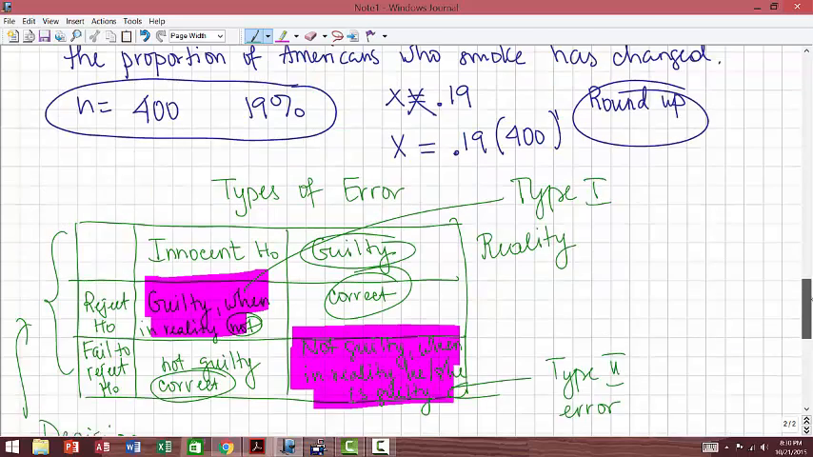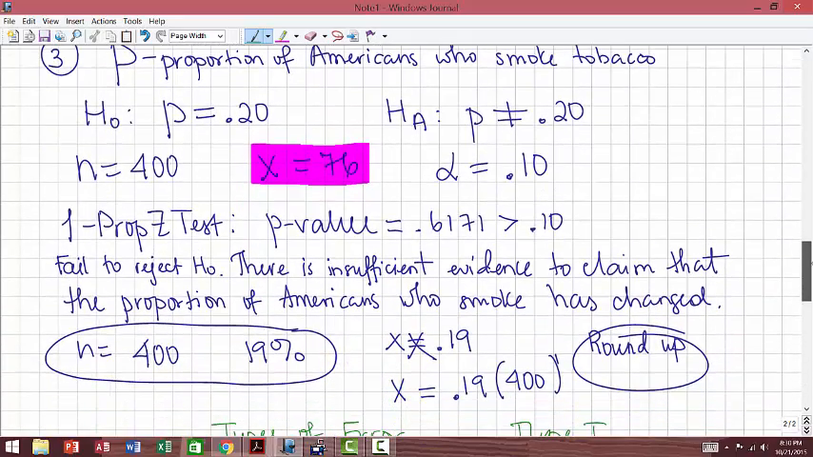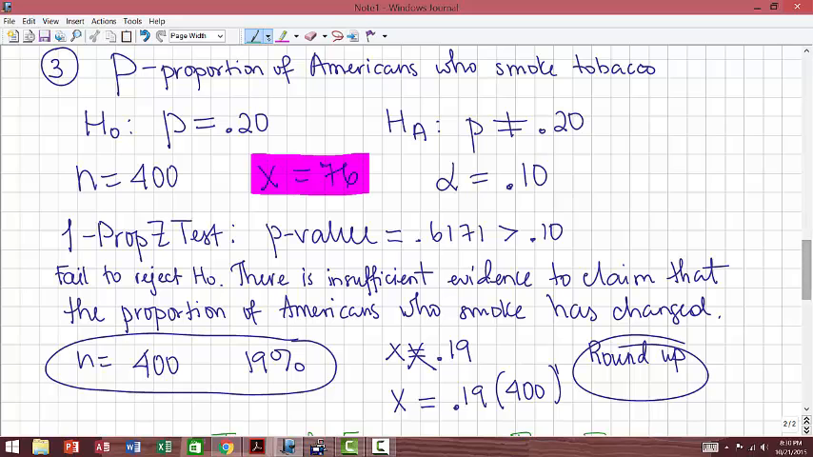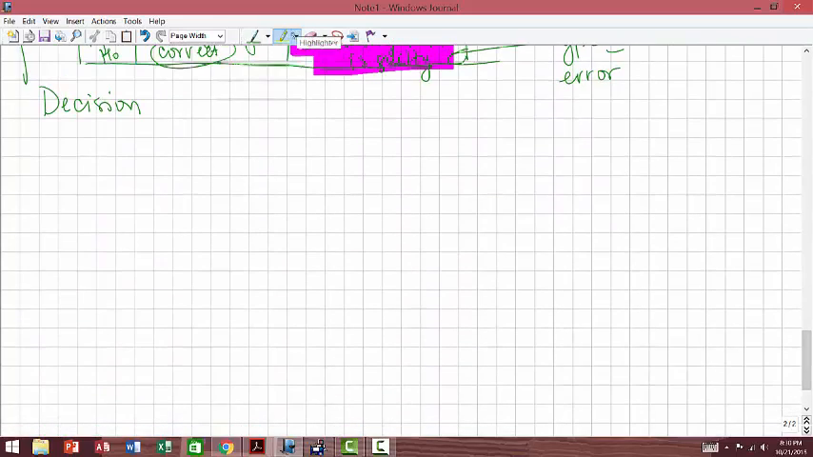Okay, so let's go back to the problem that we discussed just now about the proportion of Americans who smoke tobacco. So we have our hypotheses here. These are our hypotheses, right? So the null hypothesis says the proportion is 20%, and the alternative hypothesis says, well, it's different. It's not 20%. So what would it mean to have type 1 error in this scenario? Let's do type 1.